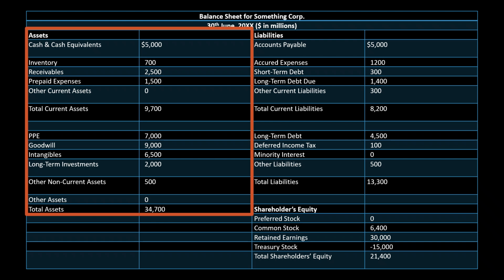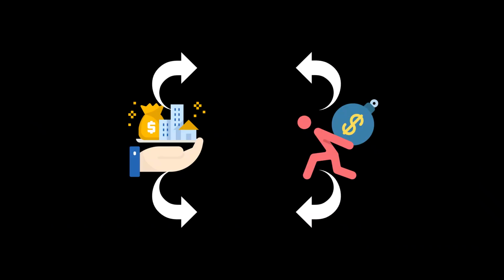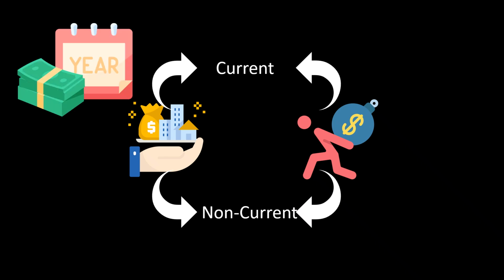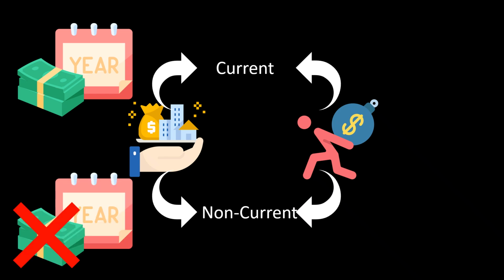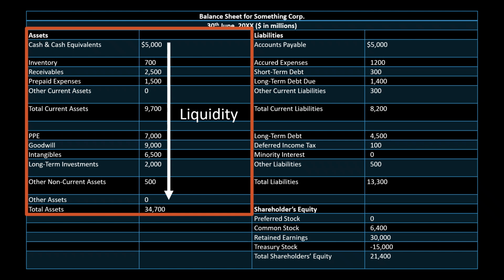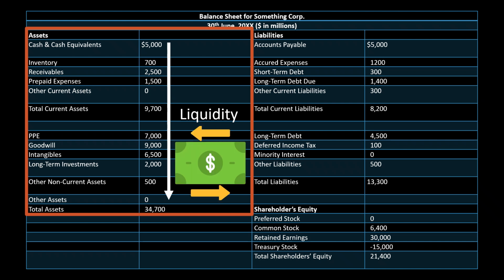Now, let's talk about the components under assets. Both assets and liabilities are divided into two: current and non-current. For assets, current assets are assets that can be converted into cash within a year. Non-current assets can't be converted into cash in a year. On the balance sheet, assets are usually listed in order of liquidity. Liquidity means how easily something can be converted into cash.